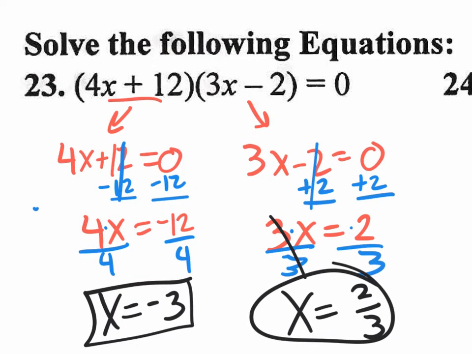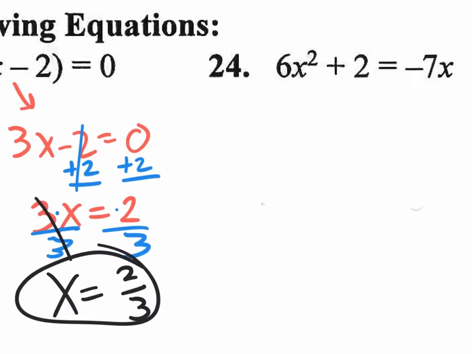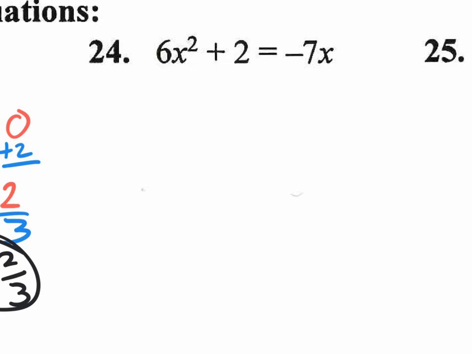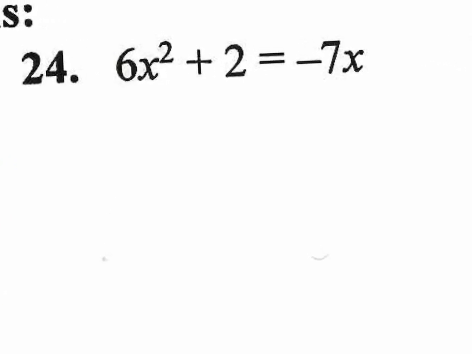This one's particularly easy because it's already in factored form. You have a binomial times a binomial, and it's set equal to 0. So when it's already in factored form, all you have to do is split them and solve. But sometimes you don't have them in factored form. So you need to solve this equation.